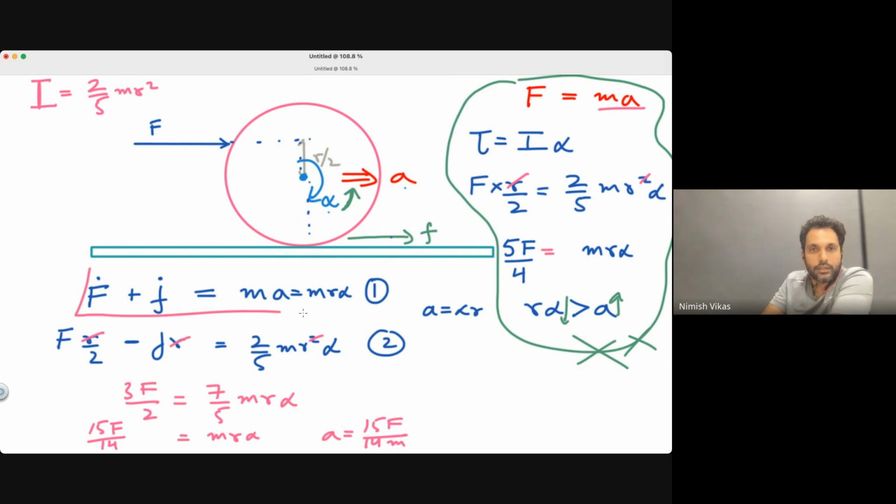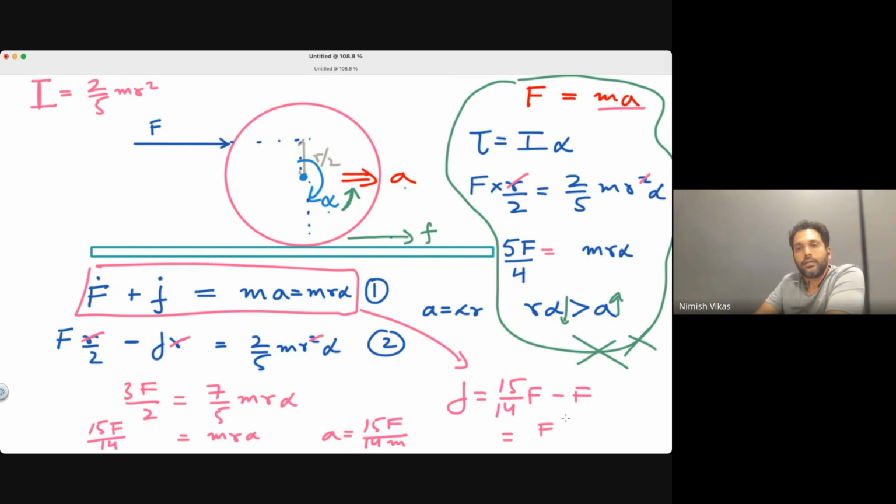If I use my first equation and write it over here, mR alpha is 15 by 14 F. So my f is equal to 15 by 14 F minus F from the first equation. This F goes on the other side. And what is that? F by 14, right? Very tiny f. Is that clear? Understood? If understood, then a counter question on that. What should have been the height of the F when I required no friction? At this height, I'm requiring a little friction.